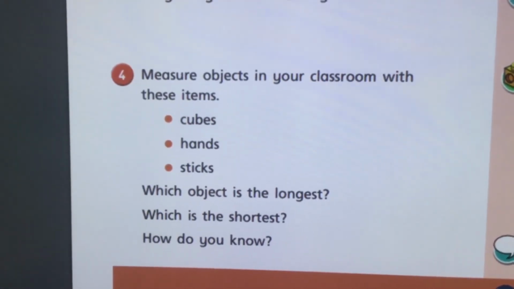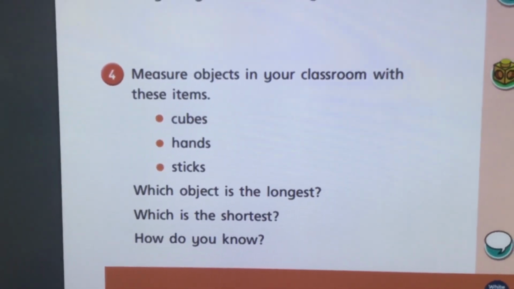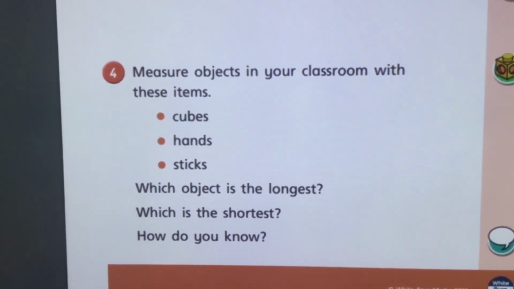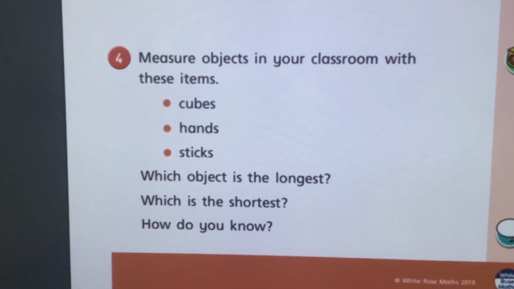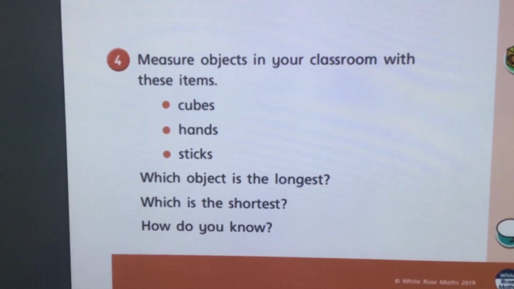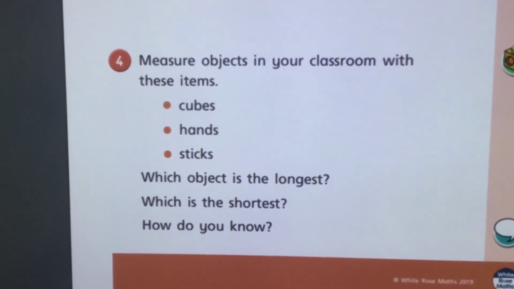Question 4 is very similar to yesterday's activity. So you could either have another go at it or look back at your pictures that you took and decide which object was the longest and which was the shortest and how you knew that.